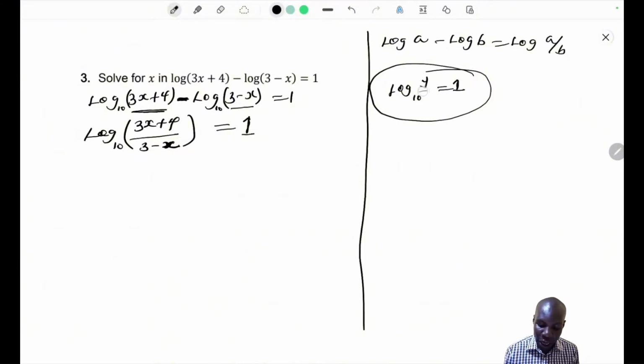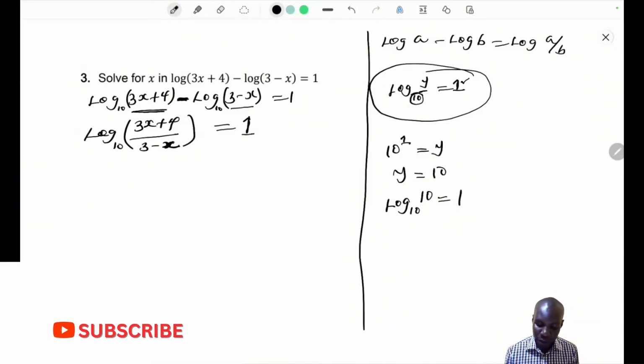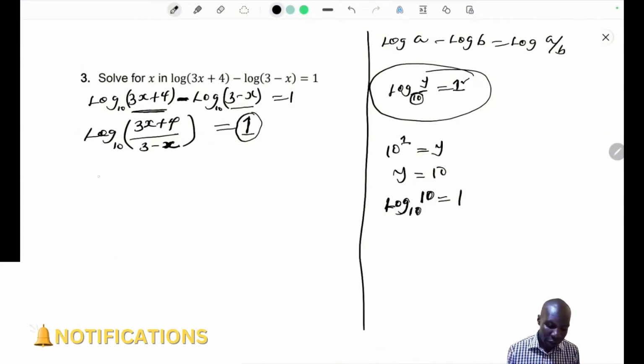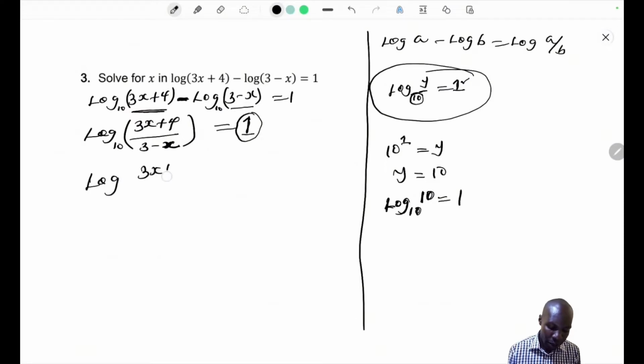If we want to find the value of y, we convert everything into index notation, and we say 10 to power 1 gives us y. So y is equal to 10. So log of 10 to base 10 gives us 1. So instead of having 1 here, we can have log of 10 to base 10. So we'll have log of (3x plus 4) over (3 minus x), everything to base 10, giving us log of 10 to base 10.